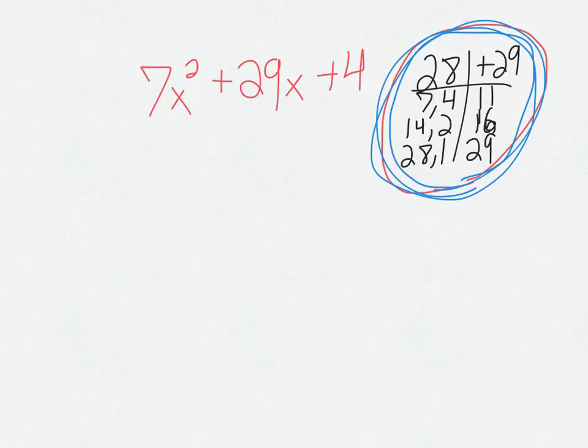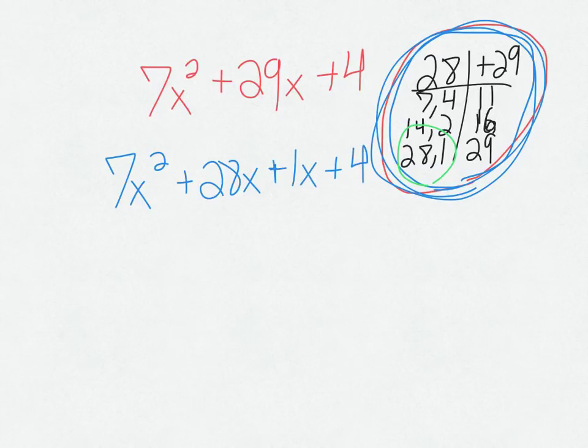Okay, once we have this, we're going to do this a little bit differently than what we've done before. Now that I've got my 2 factors of 28 and 1, I'm going to split the middle term. 7x squared plus 28x plus 1x plus 4. So we take our 2 factors, 28 and 1, and we split the middle term into those 2 factors. And this is still true. These 2 things are still equal because 29 is equal to 28 plus 1. You could also do 1 plus 28. The order does not matter.